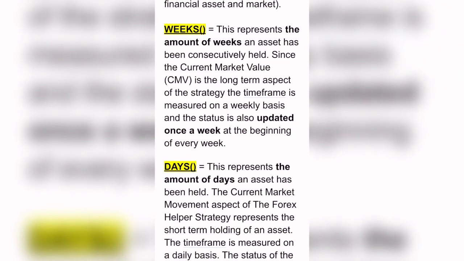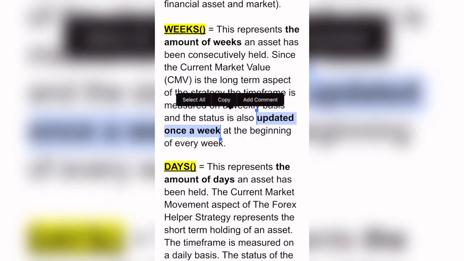You'll see weeks associated with current market value because it's designed to be held for such a long period of time. Actually, this is important for me to say: we only update current market value once a week. It's right here. You can see that it's updated once a week at the beginning of every week. So every Monday, if you're trading current market value, you're only going to want to look out for Monday. And they're pretty consistent, to be honest with you.